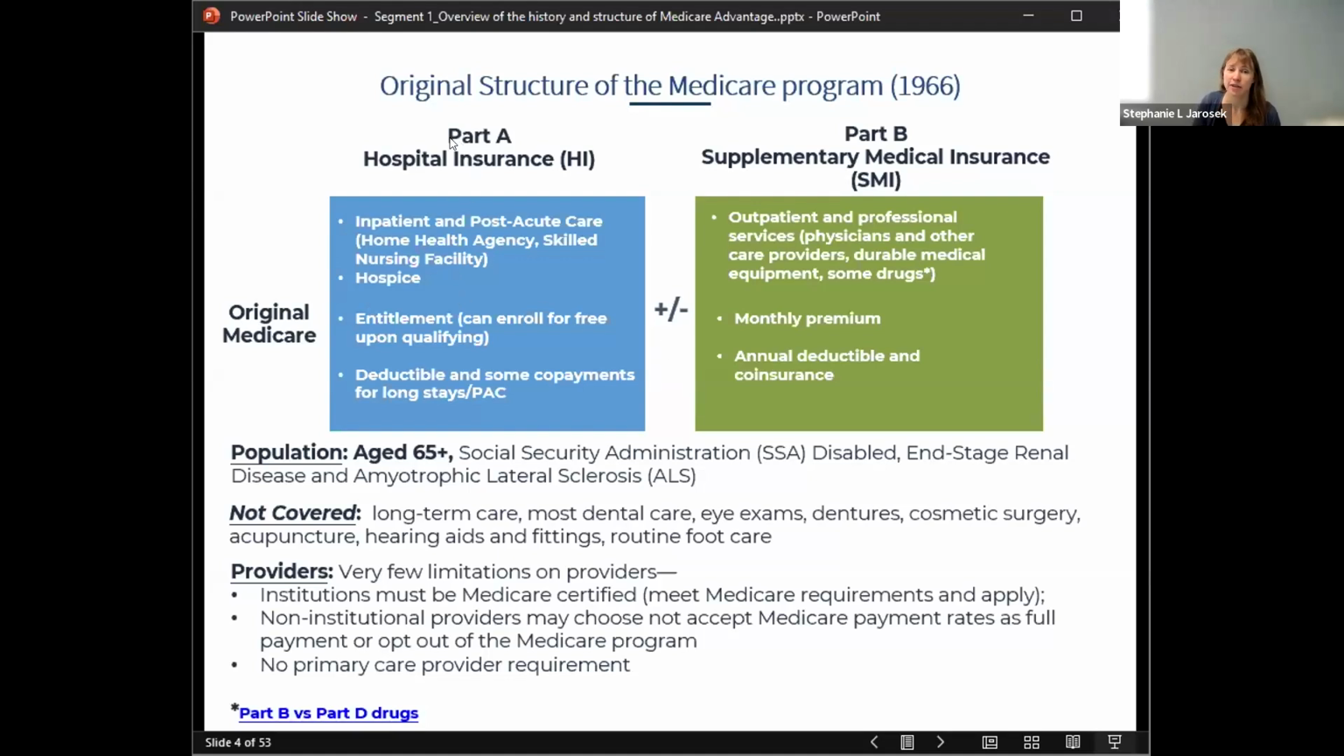People can have Part A and Part B in combination, and that is the most common. You can imagine that you would want to have all of these services covered. The monthly premium is something that can be taken right out of your Social Security check if you're receiving benefits. And there are Medigap policies that help pay for premiums and deductibles and coinsurance. So by far, most people have Part A and Part B. It is possible to have one or the other.